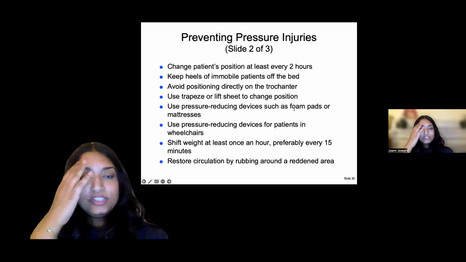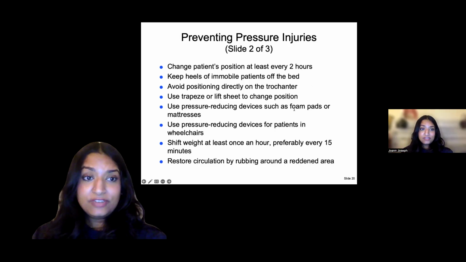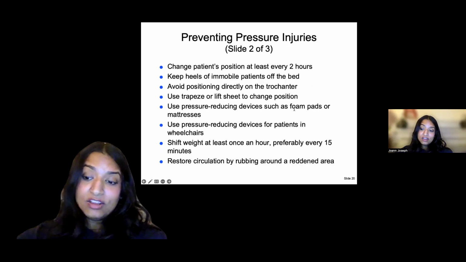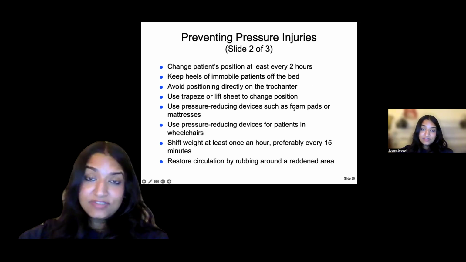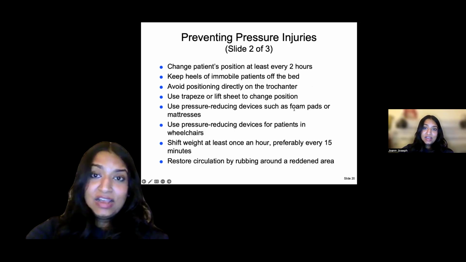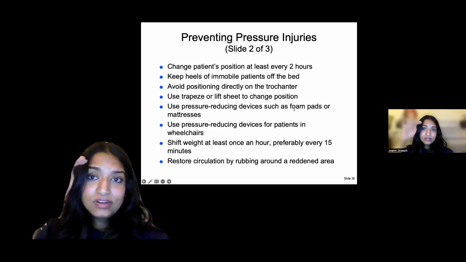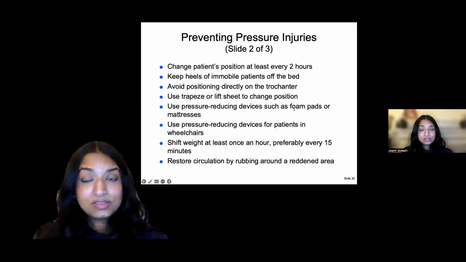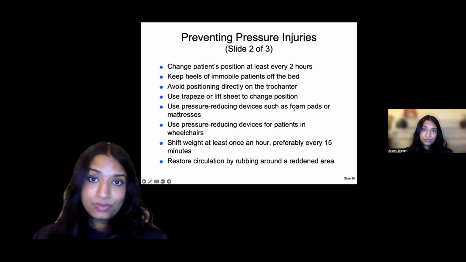You want to, as I had mentioned, position at least every 2 hours, keep heels of immobile patients off the bed. So you don't want somebody who's not moving at all, their heels just nice and flat and firm on the bed all day. No, you have to make sure that their heels are above the bed. There are different devices that we use to make sure that the heels of a patient's feet are not just remaining on the bed. Sometimes you will put a pillow, stuff like that.